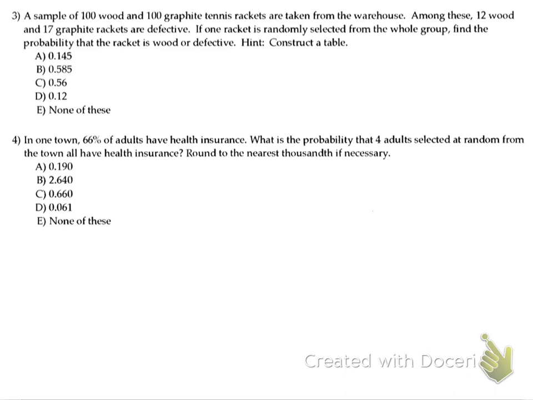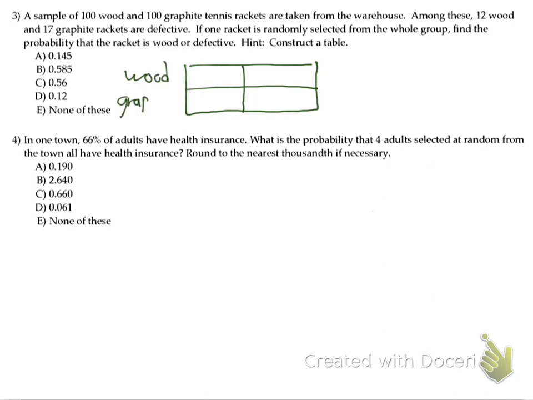So, okay, going to make a table. Now, what kind of table? Like, what's going to be in my table? Yeah, so the two characteristics that a racket can have, it can be wood or graphite, and it could be okay or it's defective. Right, and if you put the okay and the defective on the side, the wood and the graphite on the top, it doesn't matter. Just put one of the characteristics on one side, one of the characteristics on the other.